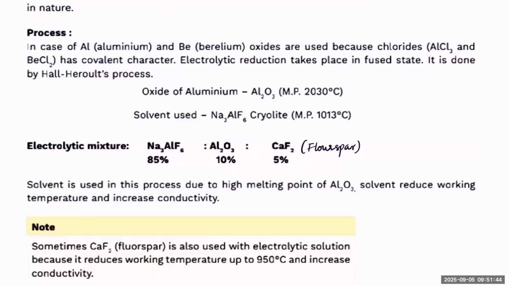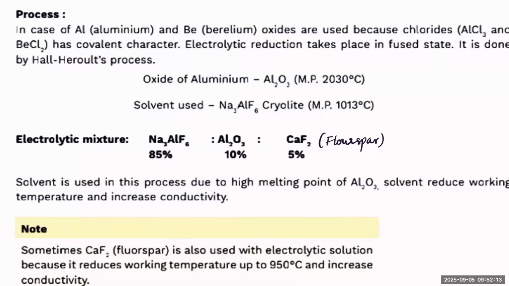Next, notice that in the case of aluminium and beryllium, oxides are used because chlorides have high covalent character. In the case of aluminium and beryllium, you can't directly use chlorides because of their high covalent character. Now, electrolytic reduction takes place in a fused state. It is done by a method called the Hall-Héroult process.